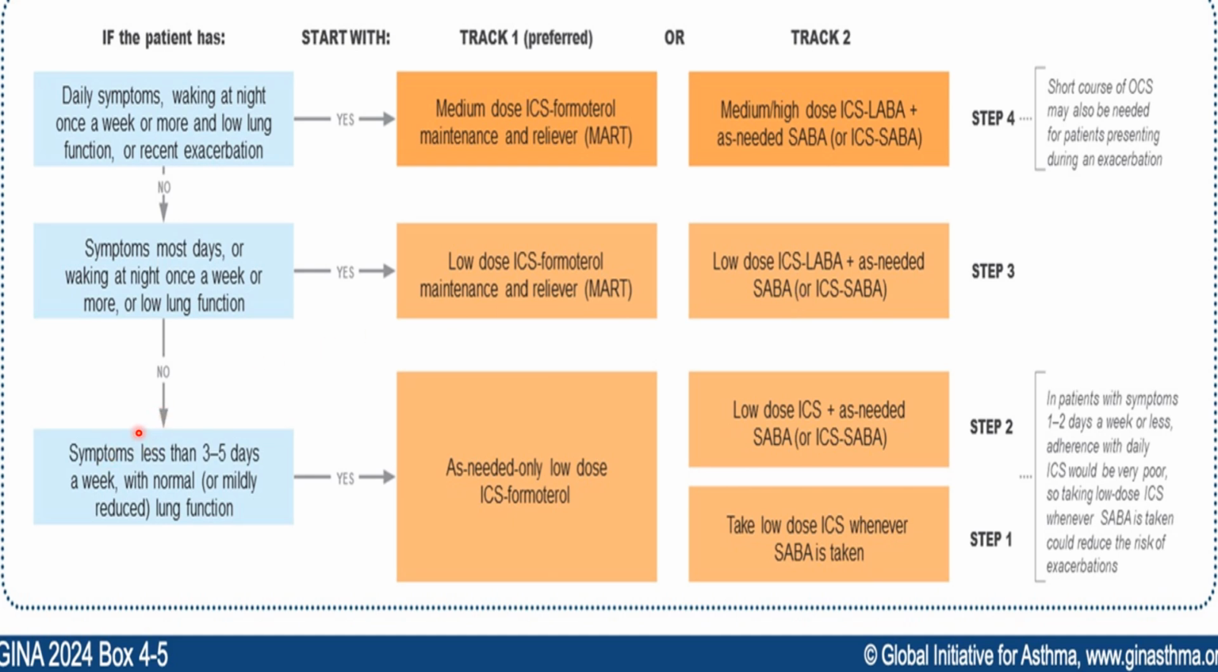So this is symptoms. No, so symptoms are less than 3 to 5 days a week with normal or mildly reduced lung function. So yes, then you just use as-needed low-dose ICS-formoterol. This is step 1 to 2, if you have noticed. Then if you don't have the ICS-formoterol, for step 2, you use low-dose ICS plus as-needed SABA. This is for maintenance. And then if it is step 1, you just take low-dose ICS whenever SABA is taken. I hope this is the best summarization of the treatment.